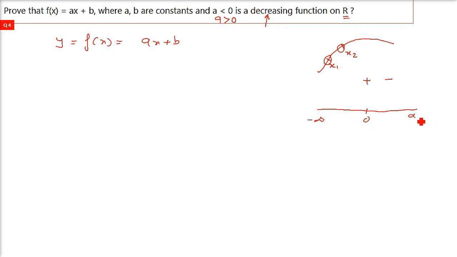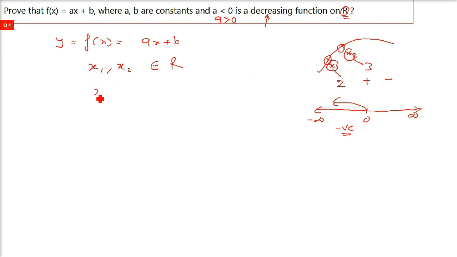If I show it on the number line, a less than 0 means you are talking about the left hand side, all the numbers which are negative. What will be the change? How is it going to be decreasing? So we are taking two numbers x1 and x2. They belong to the real numbers and this x1 is less than x2. So just remember, we are taking numbers, say 2 or 3. 2 is less than 3 like that.